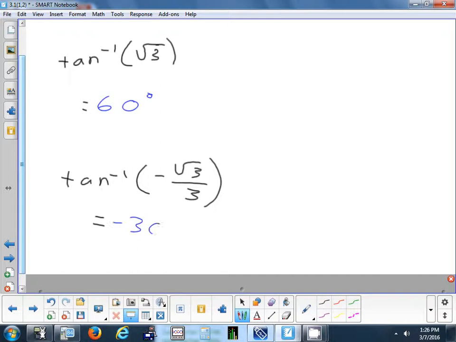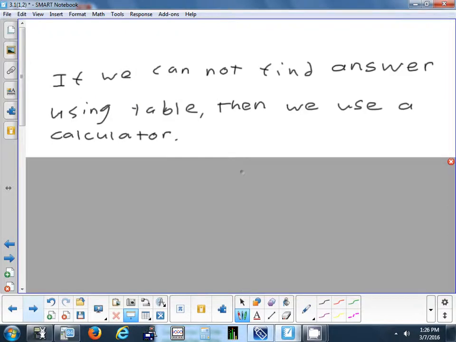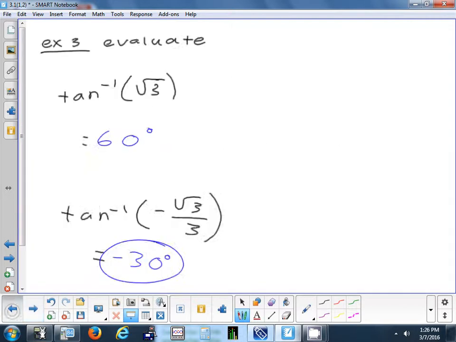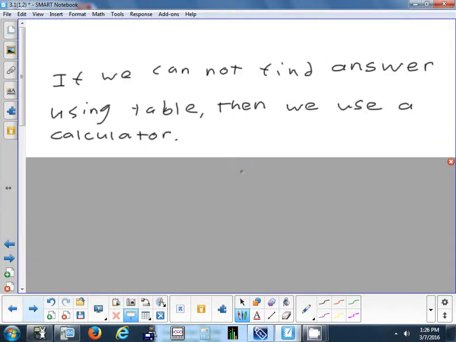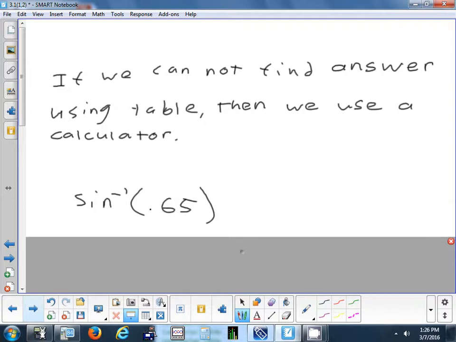Right, so any questions on the table? Either in degrees or radians. It's pretty straightforward to use. Just make sure you look at the right column and look at the right row. This table only has on it angles that are multiples of 30 and 45. If you can't find your answer in the table, then we use our calculator.